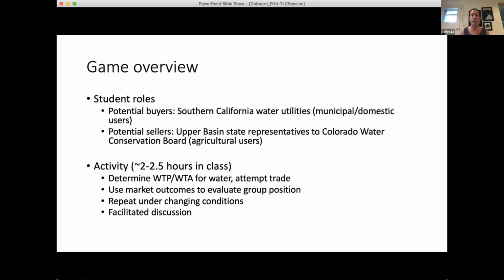I have a 75-minute class period, so I usually use a whole class period plus about half of a second. What they're going to do in this activity is they'll first use some background information that I give them to estimate their willingness to pay or willingness to accept for water. And then they'll attempt to engage in trade. After doing the trading activity, they'll use the market outcomes to evaluate their group's position. And then they'll be given new information for a second year where there are changes in weather and demand conditions, and they have an opportunity to play the game a second time. And then we conclude with a facilitated discussion.